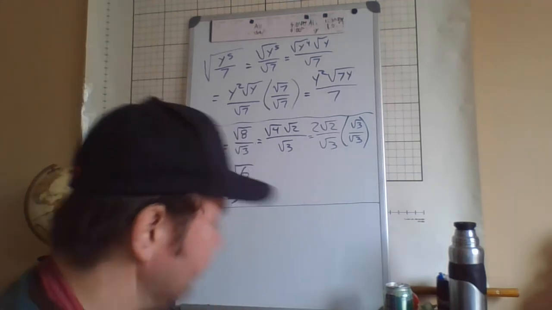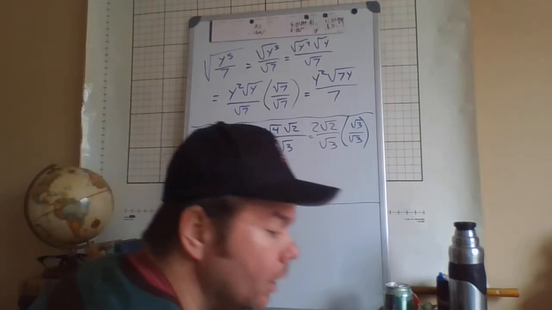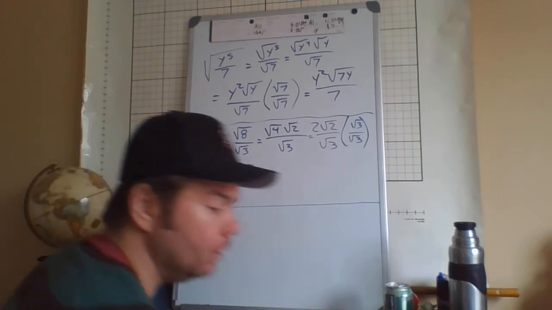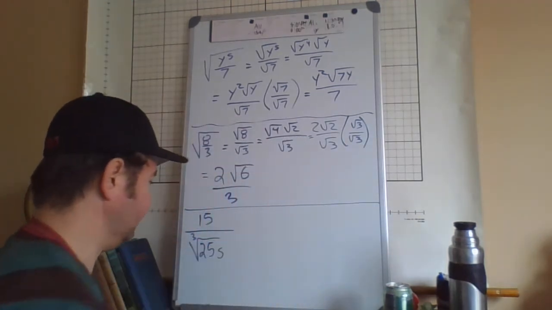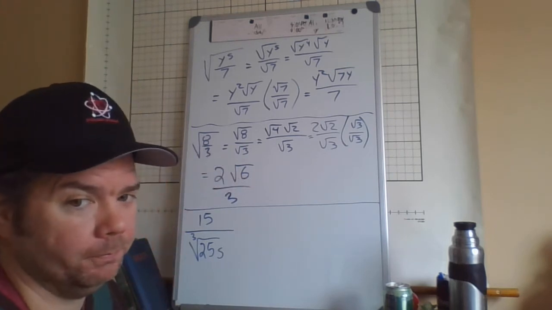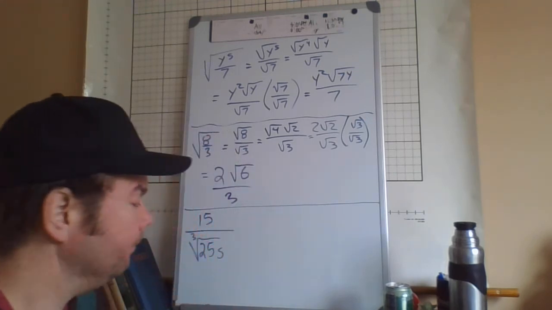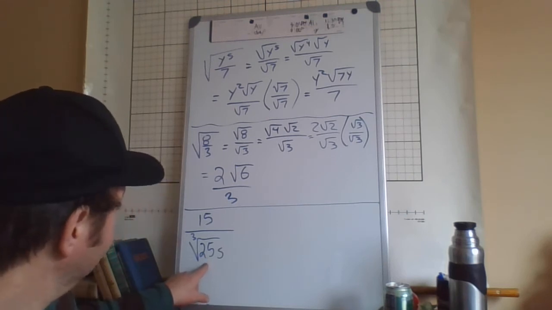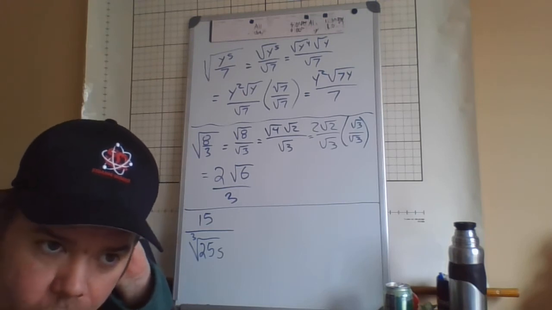Alright, what's the next one? The next one we have is 15 over the cubed root of 25s. This one was tricky for me in the guided notes because my 5s and s's look very similar. I'm going to get better at that. But what do we have to do here? We've got to make this radicand be a perfect cube.